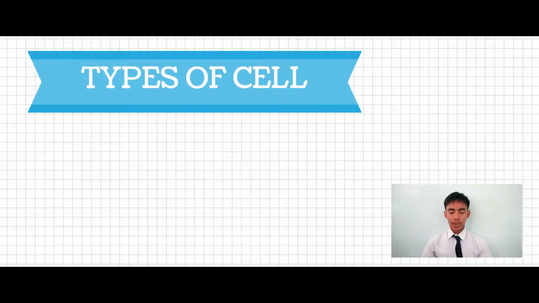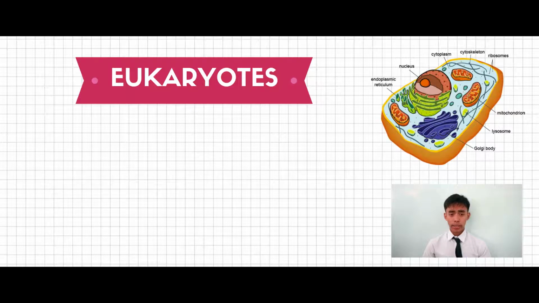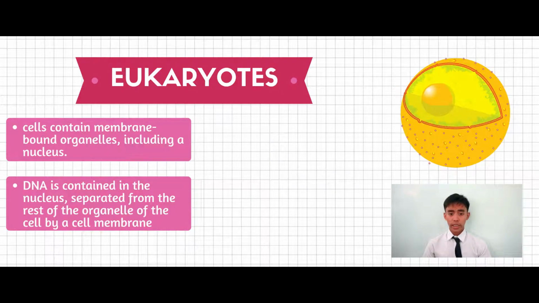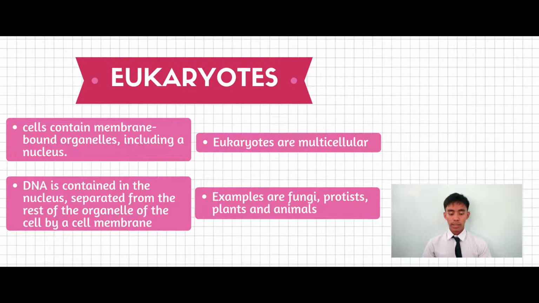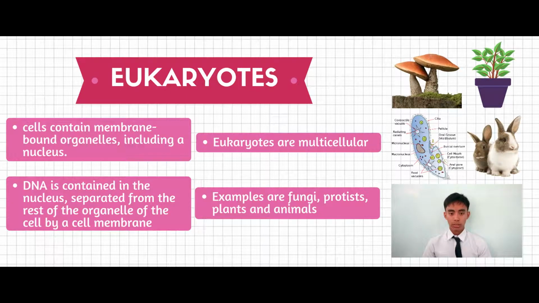The two types of cells: eukaryotes and prokaryotes. Eukaryote cells contain membrane-bound organelles, including a nucleus. DNA is contained in the nucleus, separated from the rest of the organelles of the cell by a membrane. Eukaryotes can be multicellular. Examples are fungi, protists, plants, and animals.